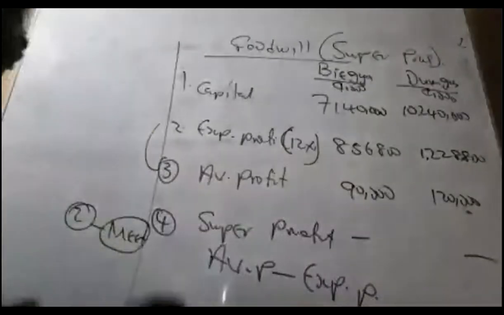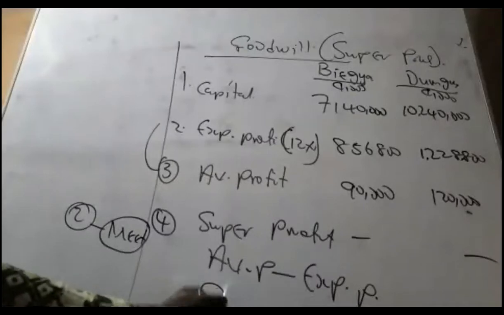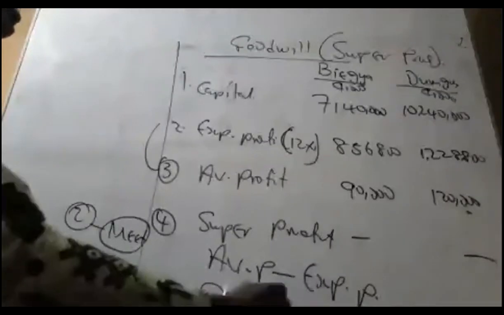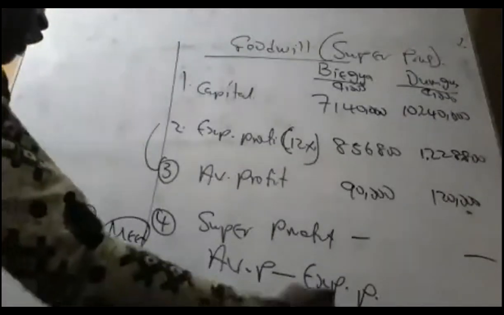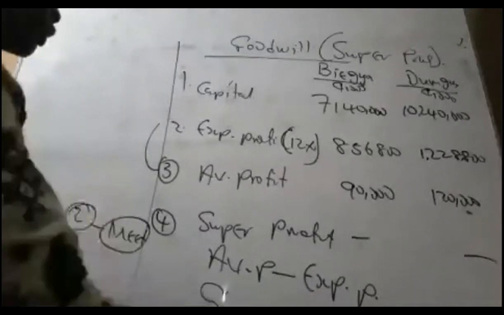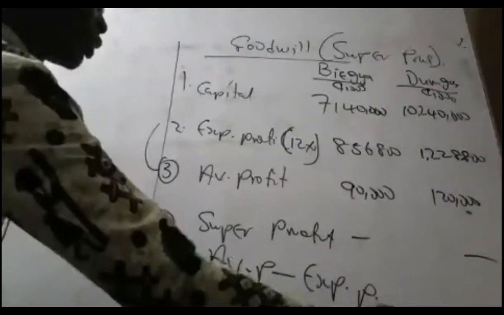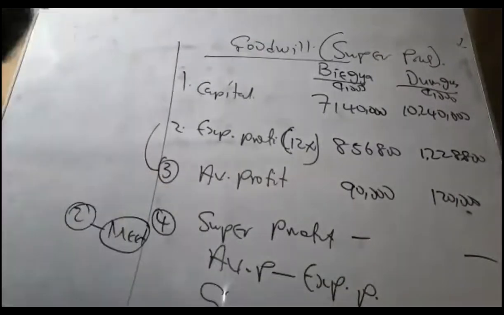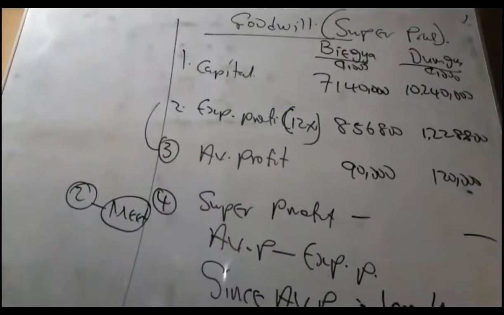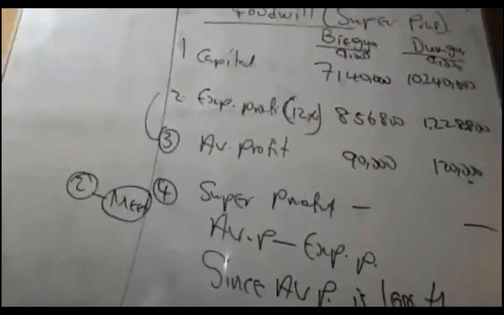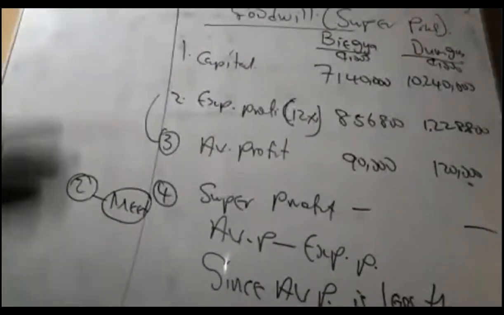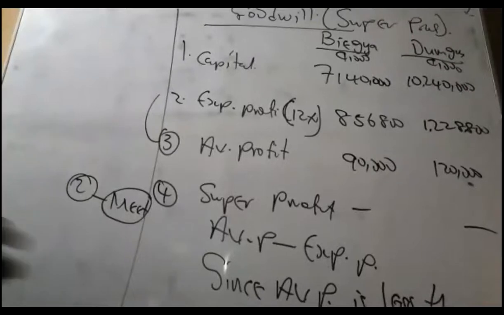Tell them that since the average profit is lesser than the expected profit, no super profit. We are done. So, great.